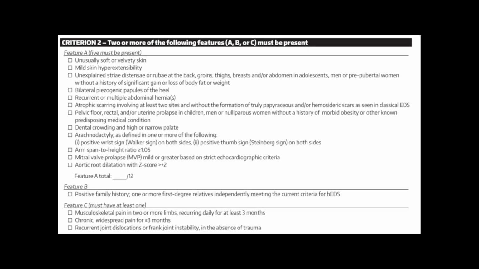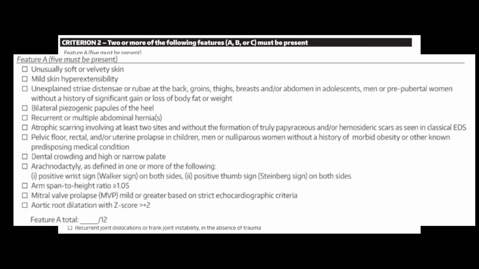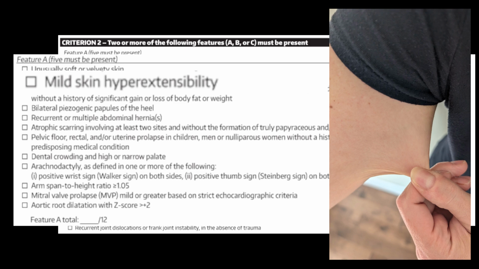So next is criterion 2, where 2 or more of the following features, A, B, or C, must be present. So 2 of the 3. So starting with feature A, 5 must be present. First point is unusually soft or velvety skin. I do have that one. Mild skin hyperextensibility. I do have that one as well. I'm going to try to throw a picture up here of that.